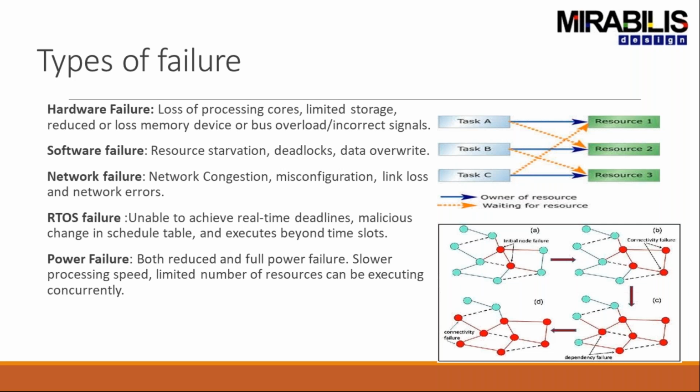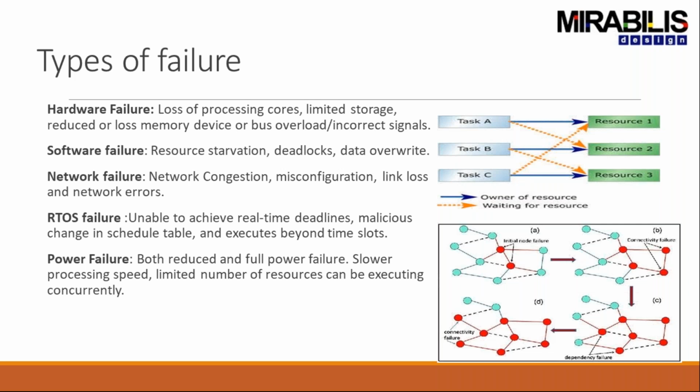Now, in software failure we discuss data overwrites, which is the basic problem, and resource starvation, where the higher priority task gets the resource, and the lowest priority task waits in the queue. So how can we overcome all these failures? For resource starvation, we know that after some time we can increase the priority of the low priority task, and then it will also get the CPU, the resource, to execute.